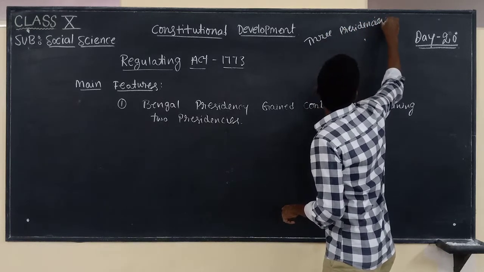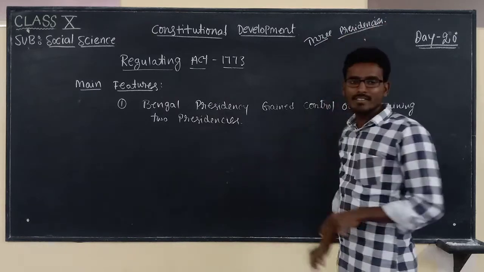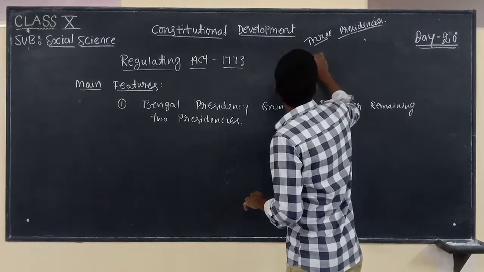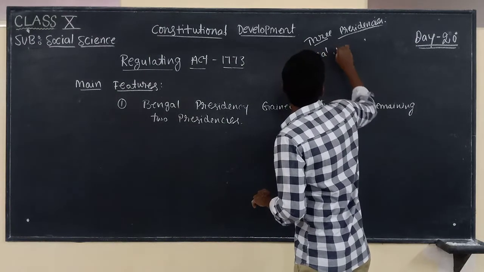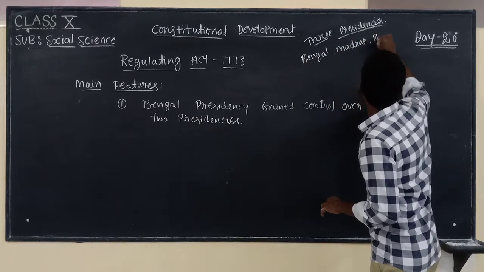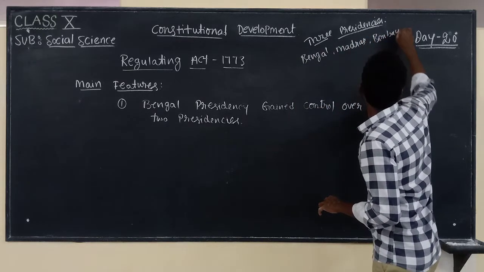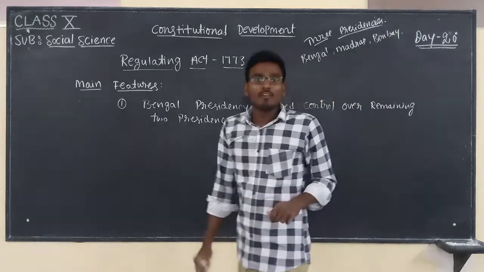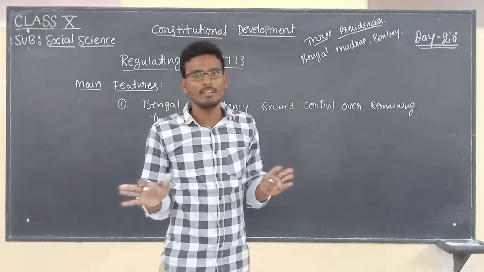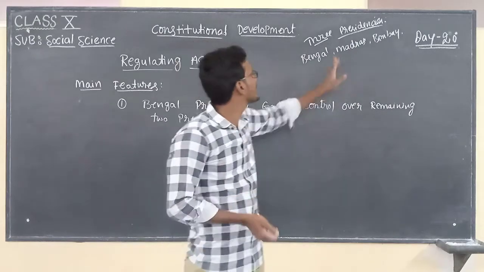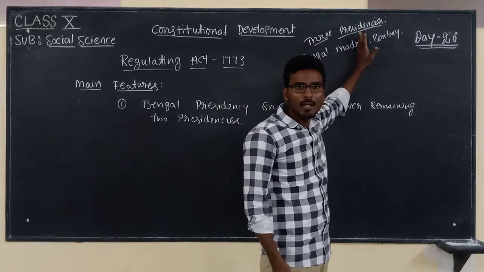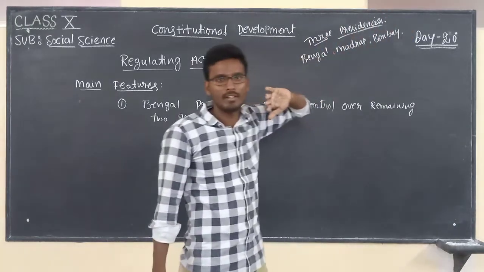Before the implementation of Regulating Act, how many presidencies are there? Three presidencies are there. One is Bengal, Madras and Bombay. And before the implementation of this act, these three presidencies are independent. There is no connection in between the presidencies. Bengal presidency is independent, Madras is independent and Bombay is independent.